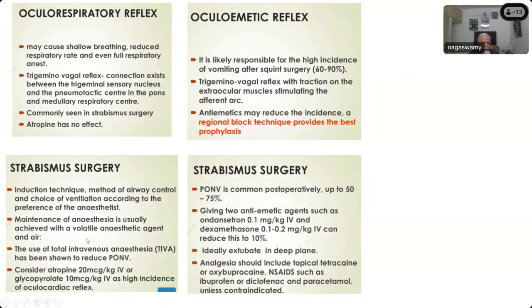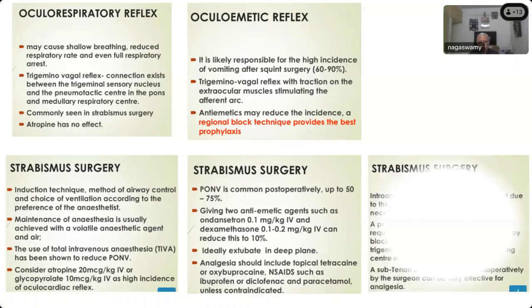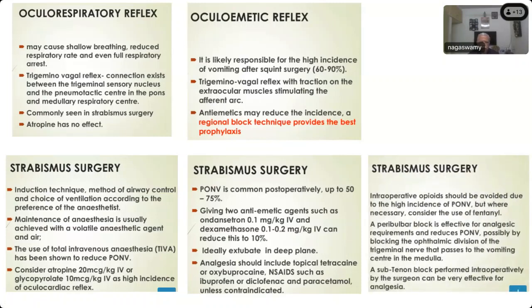Maintenance is usually achieved with a volatile agent. You can use TIVA if you have a family history of malignant hyperthermia. And the prevention of post-op nausea and vomiting is very, very important. So you can use a combination of dexamethasone and ondansetron, which works out very well in these cases. And intraoperative opioids are better avoided as they can aggravate the nausea and vomiting.